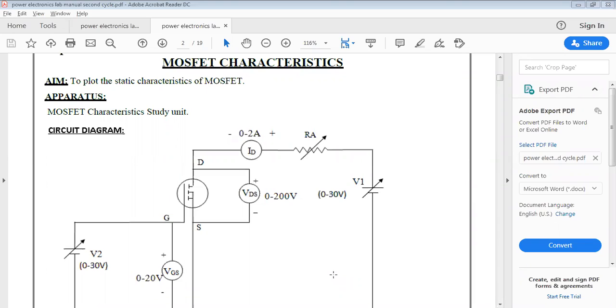Today we are going to take up the MOSFET characteristics. We need to plot the transfer characteristics and the output characteristics. The output characteristics is also called drive characteristics. The drive characteristics, that is the output characteristics, and the transfer characteristics put together are called the static characteristics. So the aim of the experiment is to plot the static characteristics of the MOSFET.